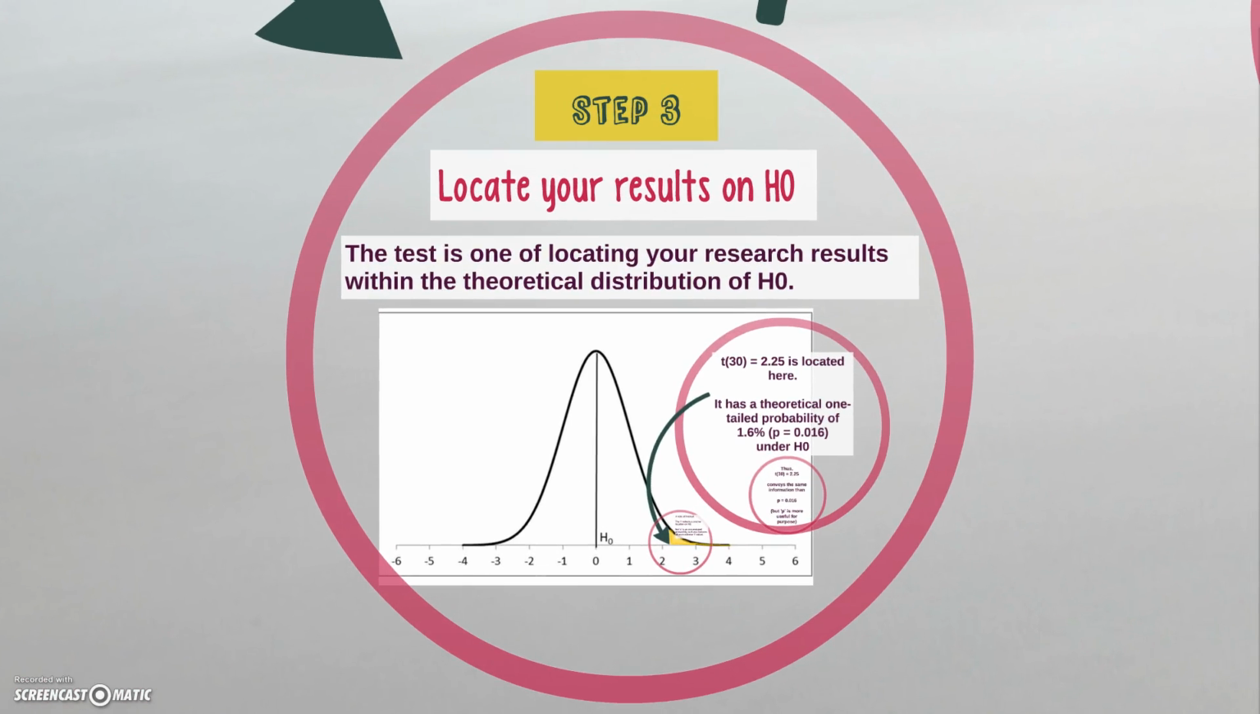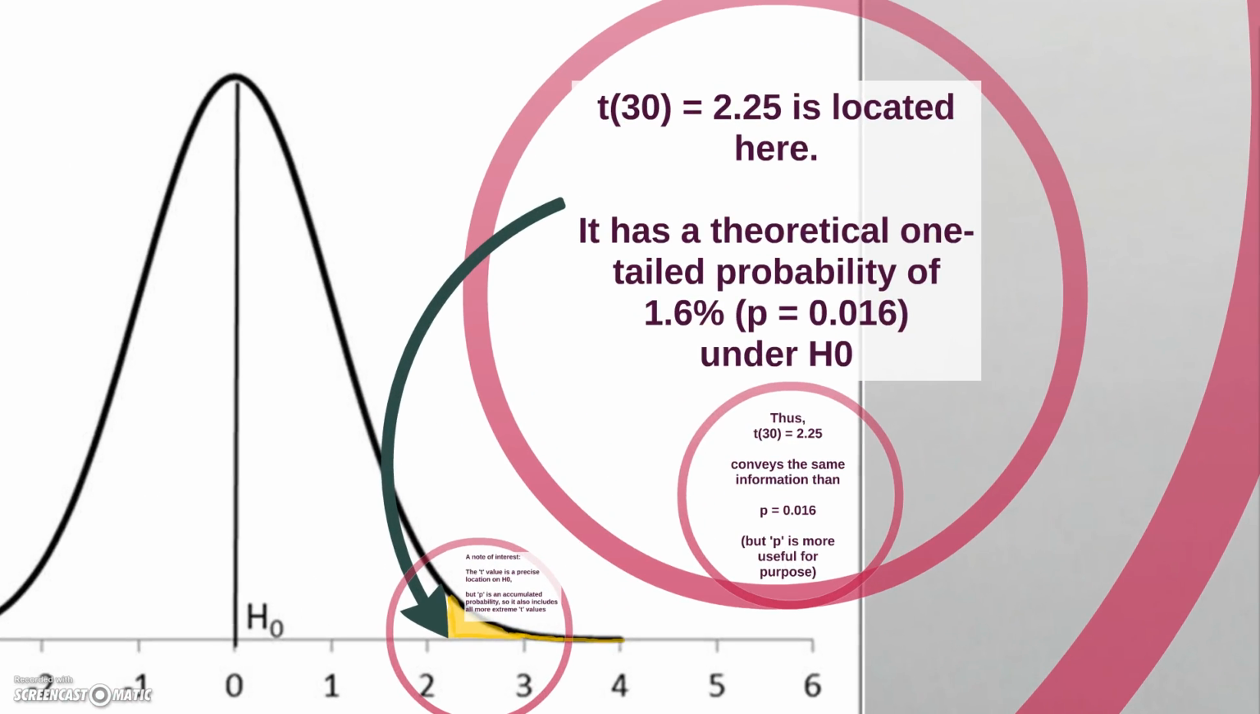Once we have the distribution, then the only thing that we need to do is to locate our research data within that distribution. And this is pretty much what the test does. So our original research data of 2.25 t-scores is located at that particular point in the distribution of the null hypothesis. What is perhaps more interesting to us is to know its associated probability, which is 1.6%, one tail in this case.